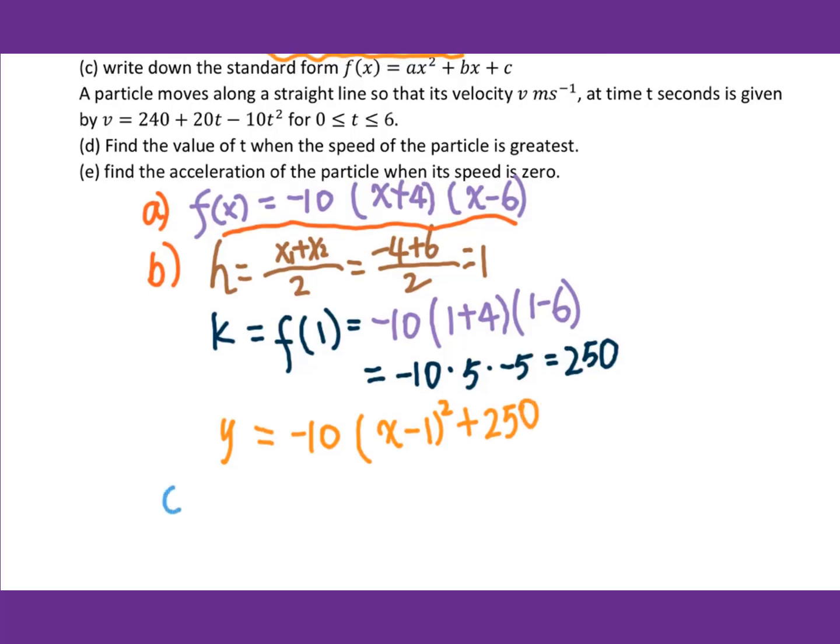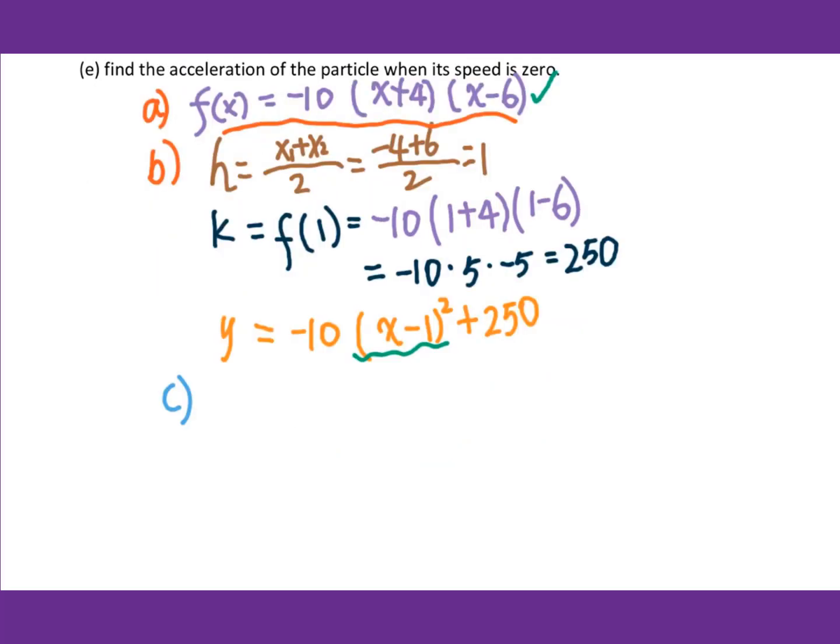For C, write down the standard form f of x equals ax squared plus bx plus c. We have two ways to do that. You can do the FOIL, then do the distributive property. Or you can expand this one, then do the distributive property plus 250. It's really up to you. Let me work on this part.